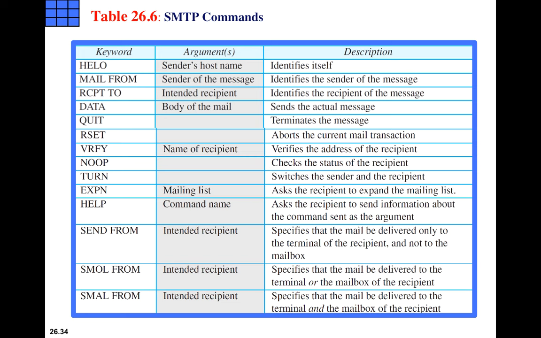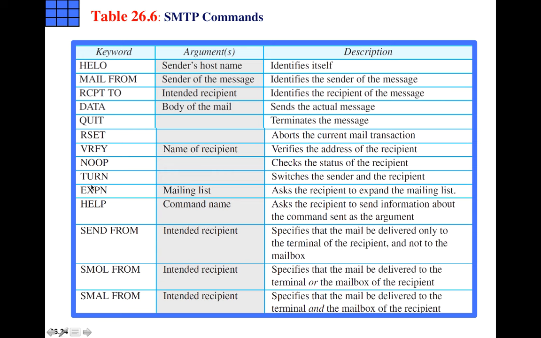Now we have different commands for SMTP. For example, we have hello. The hello command will be used for the sender to identify itself. And then we have mail from, which will identify the sender of the message. Rcpt to identifies the recipient of the message. Who is it going to? Data, the actual body, the text or whatever information is there. Quit, we end the message.